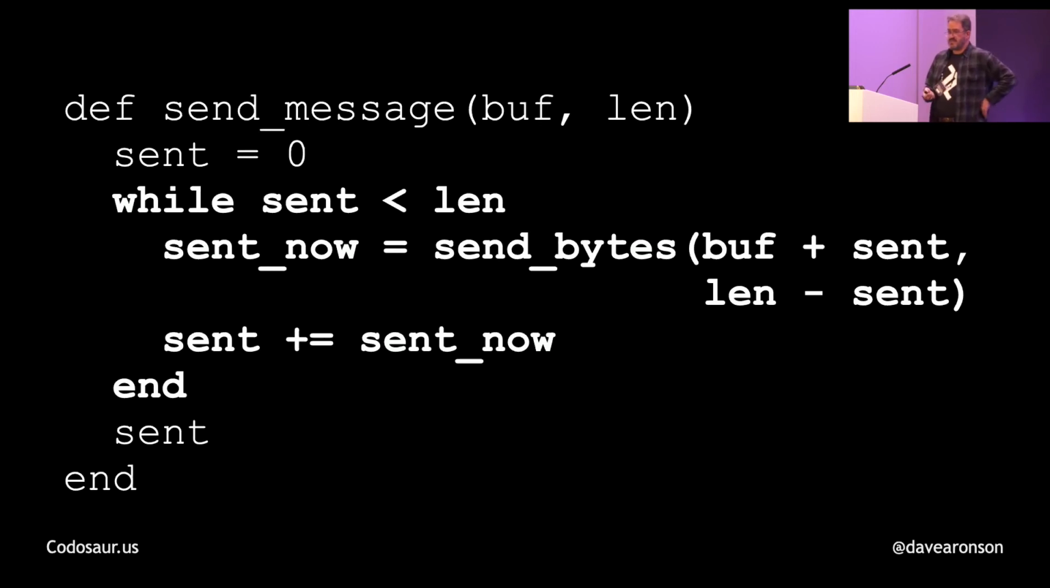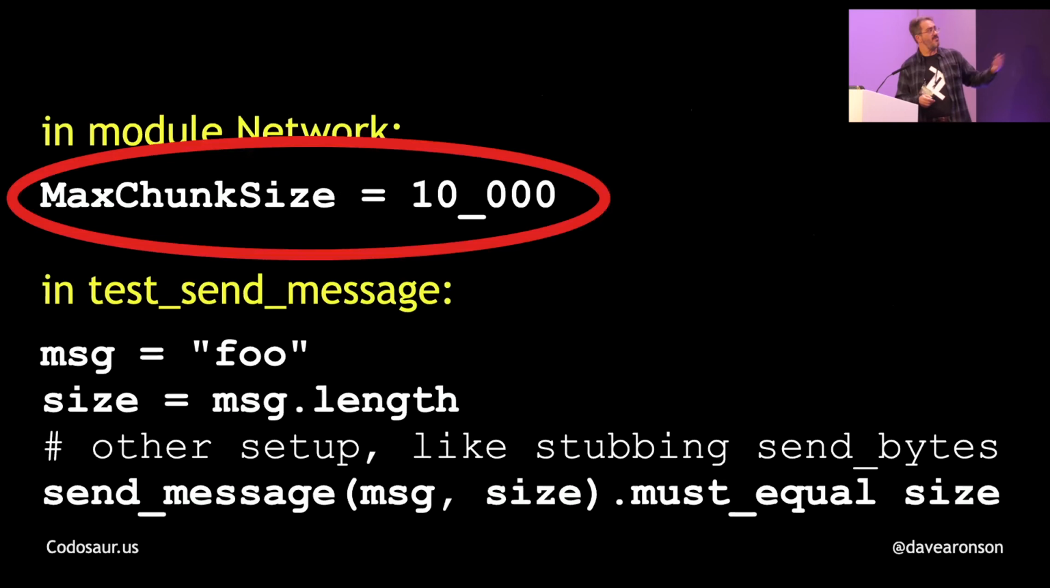In this case, it simply means we're not testing with a large enough message to make it go through that loop twice or more. And the biggest cause of that is just we're using a fairly small message by comparison. For instance, and here comes the previously hidden code. Suppose our maximum chunk size, what send bytes could handle in one shot, is 10,000 bytes, but for whatever reason, we're only testing with an itty bitty little 3-byte message, or 4 if we have a null terminator.